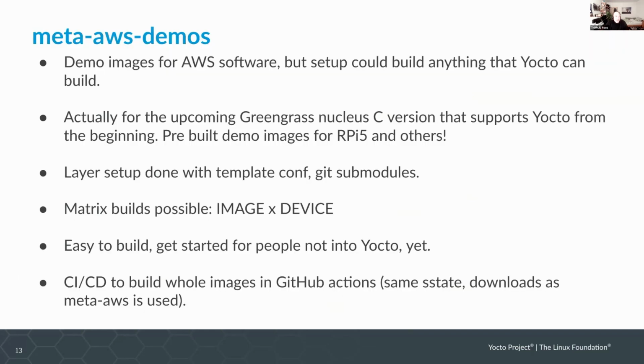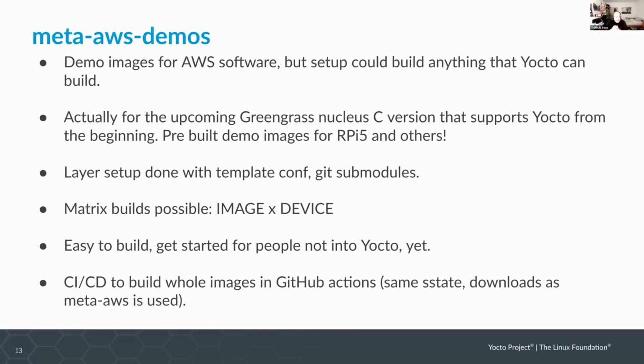What else? We have meta-aws-demos. It's demo images for AWS software. But the setup I created there can be adapted to anything with Yocto, whatever Yocto can build. What we are actually doing is building the whole release images, the demo images for Raspberry Pi 5 and others, all in GitHub workflows, all with that setup.